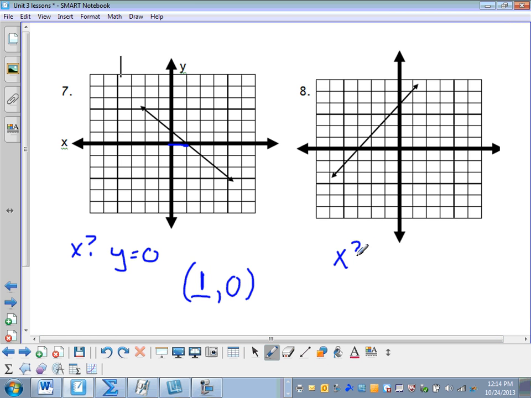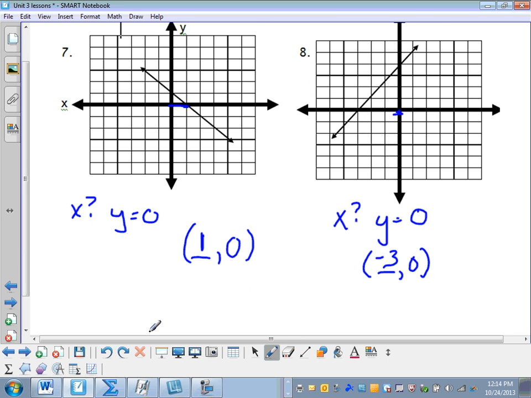I'm looking for the x value when y equals 0. What is x when y is 0? Y is 0 right here. 1, 2, 3. -3. And that's how you find the 0 of a function.